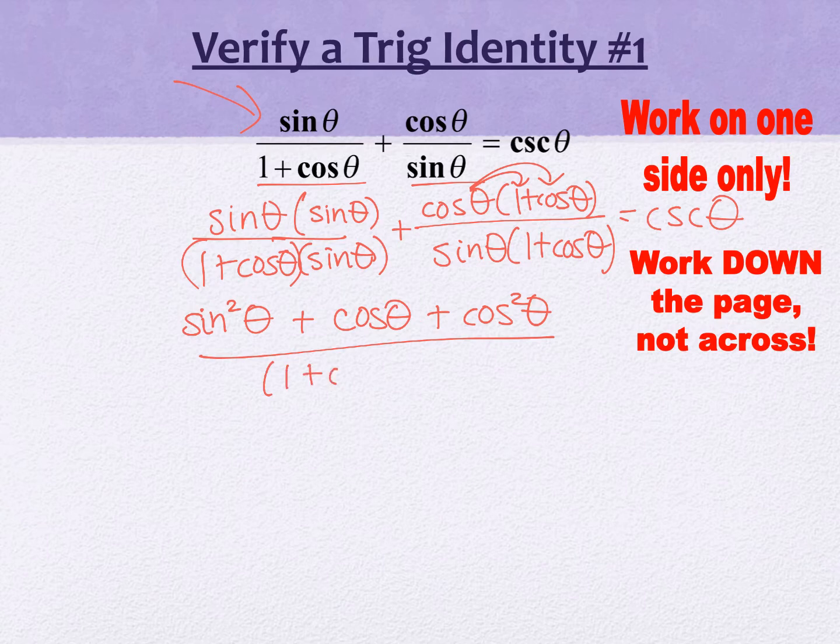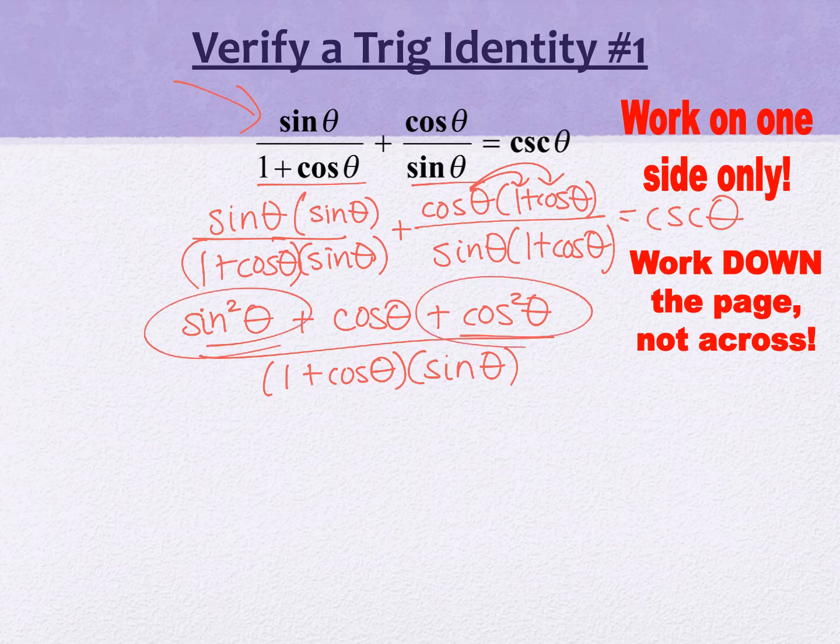I am not going to multiply it out because maybe something will simplify along the way later and I'll be able to cross something off. So take a look at what you have now, and I see I have sine squared plus cosine squared. That is an identity. Together that equals 1. So I'm going to substitute in 1. So 1 plus cosine theta all over my denominator, 1 plus cosine theta.